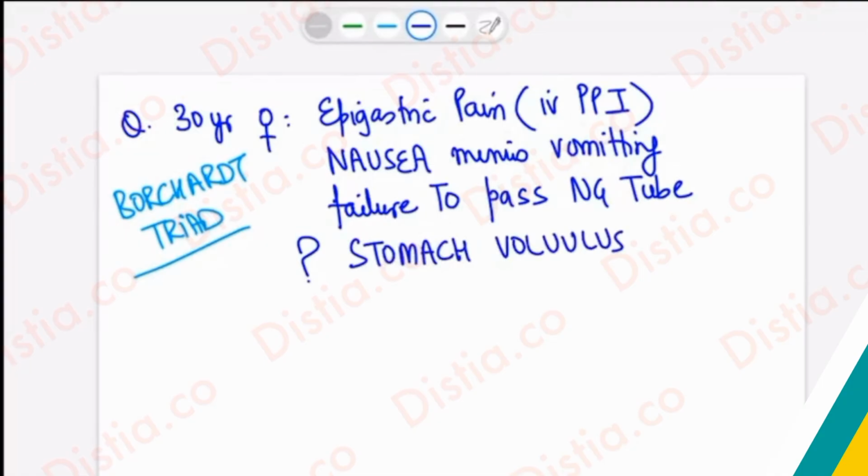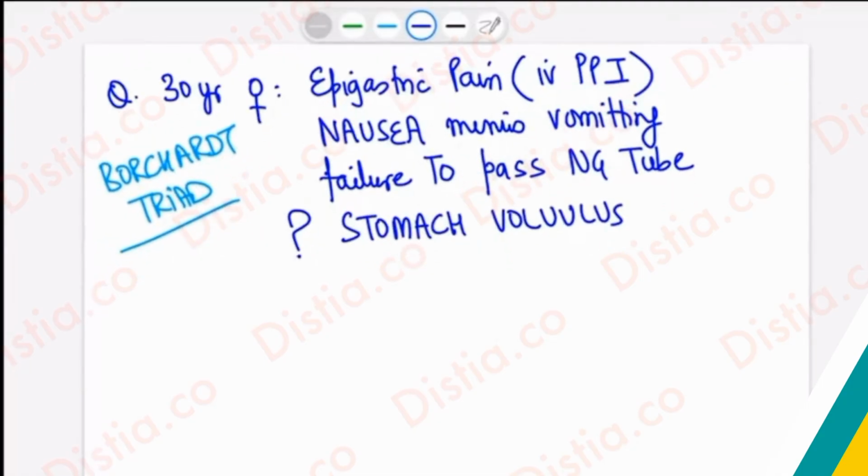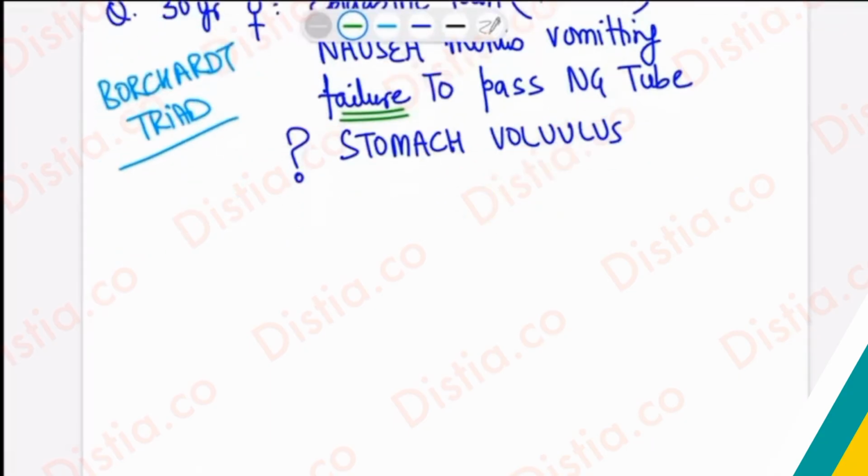Again, a topic that will have a surgical overlap, but I want you to be aware of the fact that lots of times patients, when they come to you, they'll put their hand like this. This might be retrosternal pain or epigastric pain. That would be the description in the question. But then the key word in this description is this one: failure to pass an NG tube.